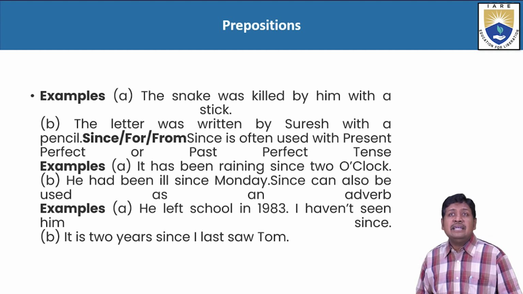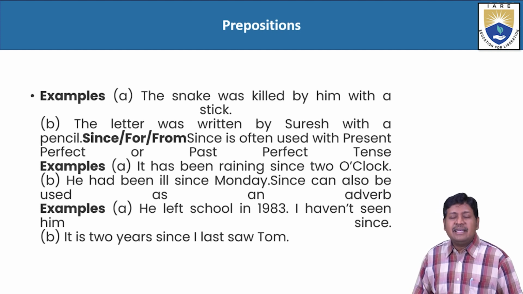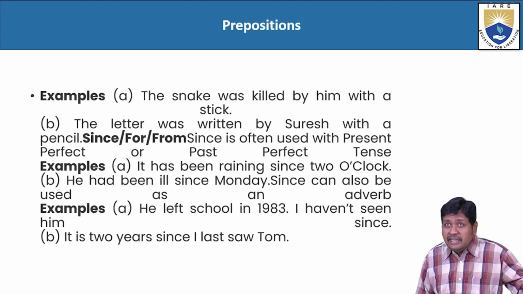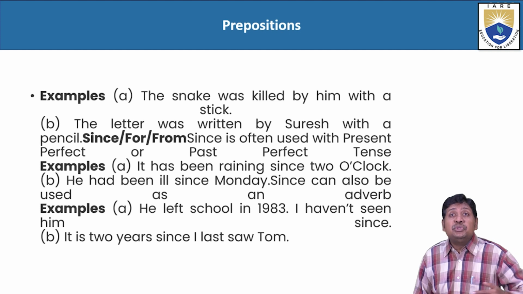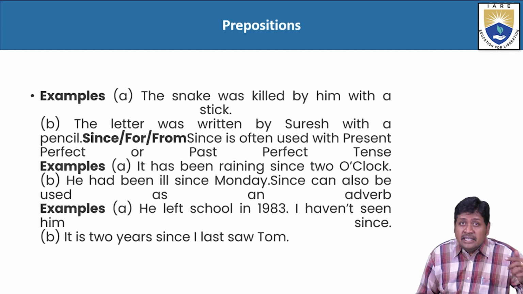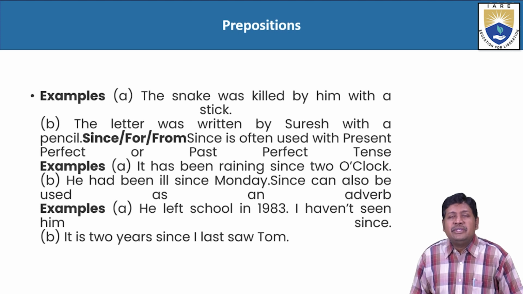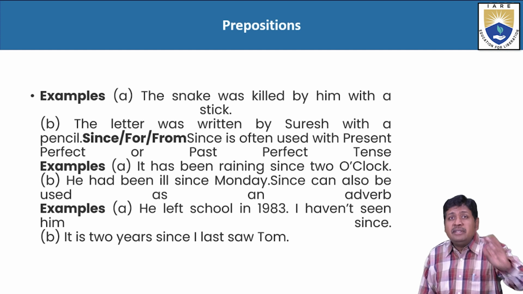Since, for, from. Since is often used with present perfect or past perfect tense. Examples: it has been raining since 2 o'clock. That means it started raining at 2 o'clock. Now it is 10 o'clock in the night. It continues to rain. It started in the past, continues into the present even at the time of speaking. And that's where we use the present perfect continuous tense. Because we are indicating the actual point of time, we use the preposition since here.